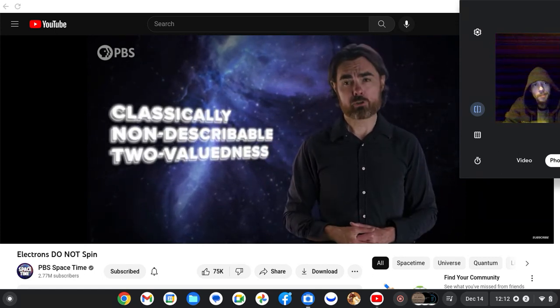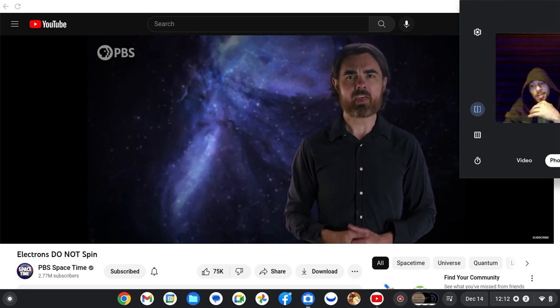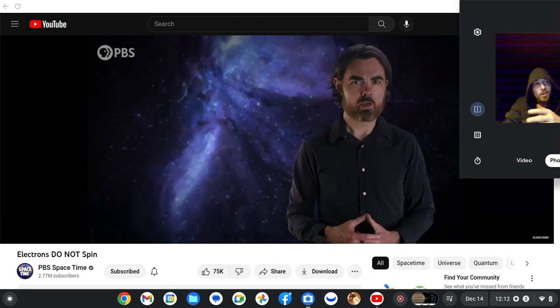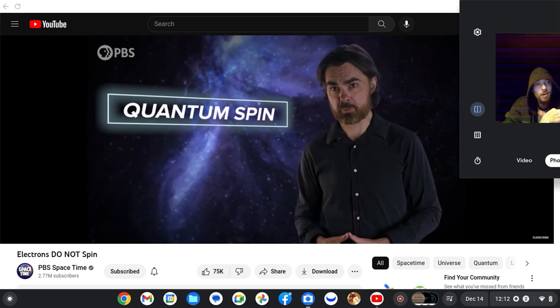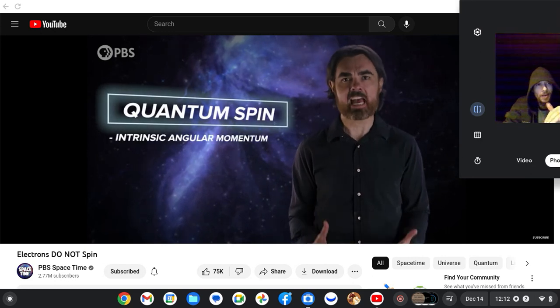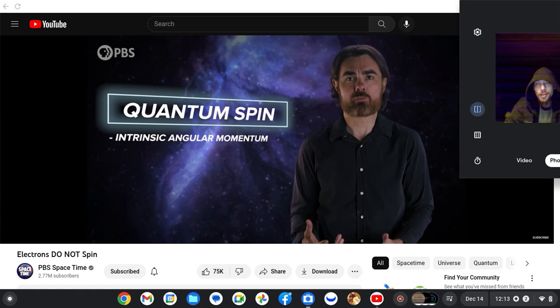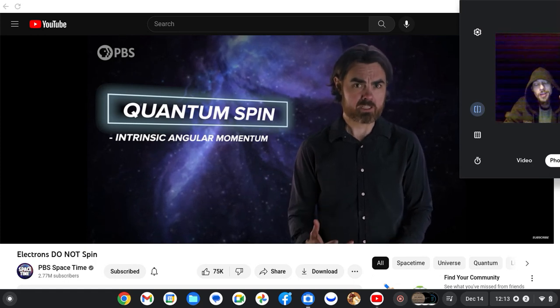Okay, so electrons aren't spinning, but somehow they act like they have angular momentum. And this is how we think about quantum spin now. It's an intrinsic angular momentum that plays into the conservation of angular momentum, like in the Einstein-de Haas effect.